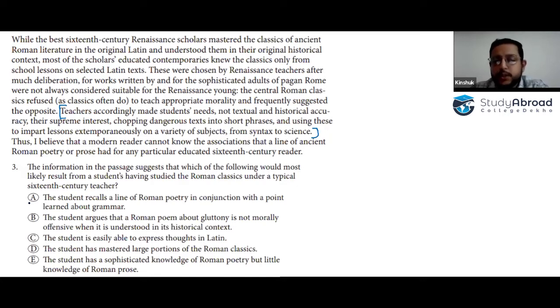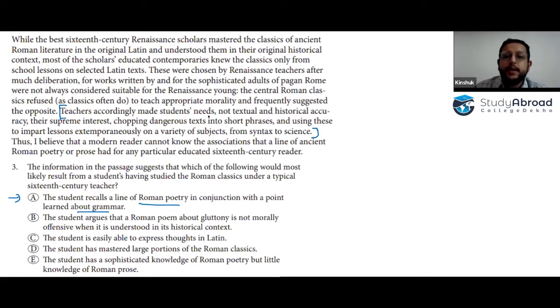Let us go through the answer choices and find out if you have got the right answer or not. So answer choice A. Answer choice A says the student recalls a line of Roman poetry in conjunction with a point learned about grammar. So Roman poetry with grammar. Is that possible? Now again, we'll have to check the sentence.